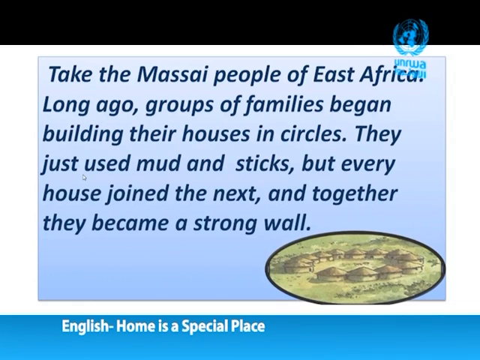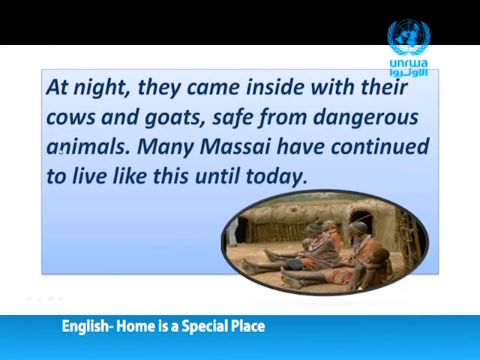Take the Maasai people of East Africa. Long ago, groups of families began building their houses in circles. They just used mud and sticks, but every house joined the next, and together they became a strong wall. At night, they came inside with their cows and goats, safe from dangerous animals. Many Maasai have continued to live like this until today.